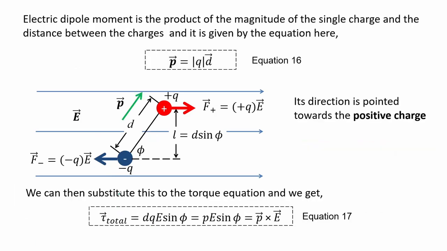Electric dipole moment is the product of the magnitude of the single charge and the distance between the charges, and it is given by equation 16. Its direction is pointed towards the positive charge. We can then substitute this to the torque equation and we get equation 17.